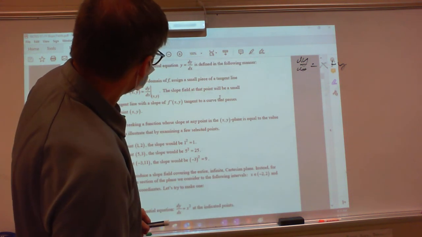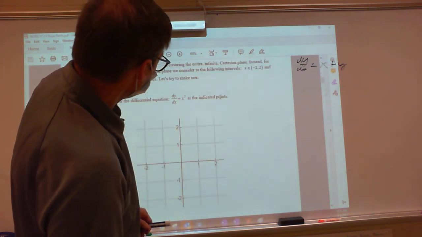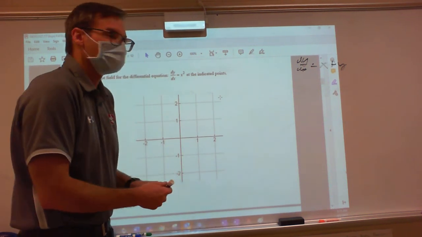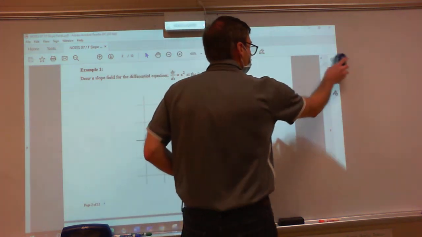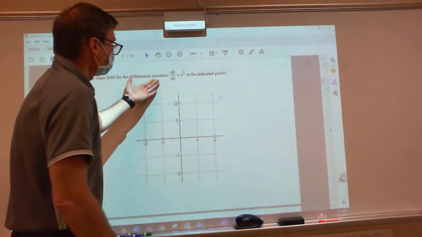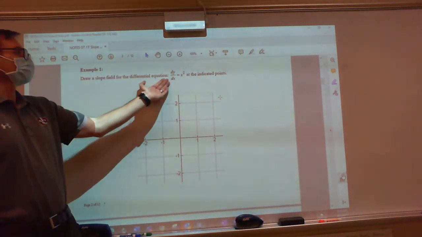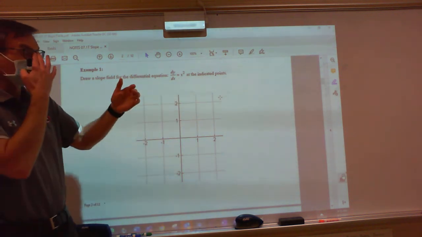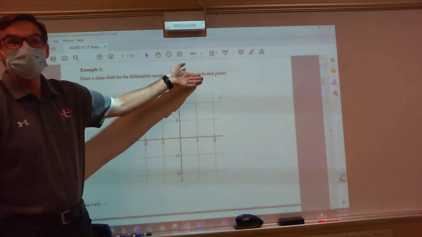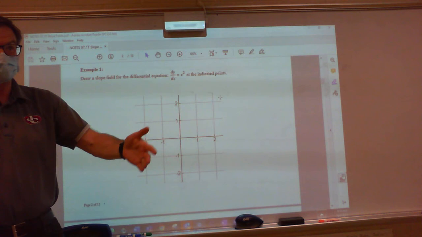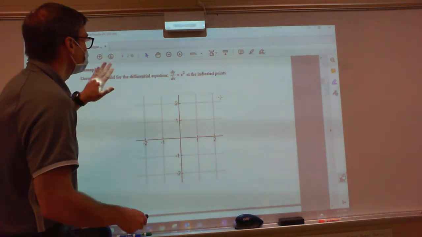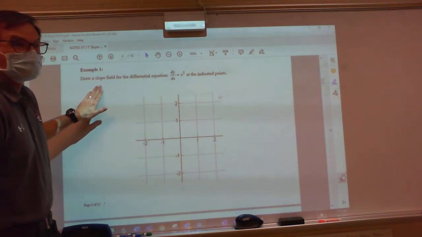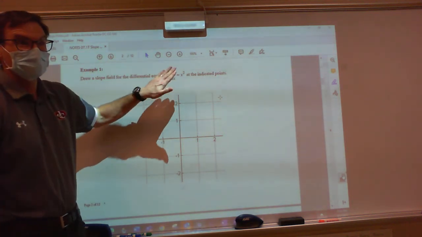All right. So what I want everyone to do, I'm scrolling down, is I'm going to start. So this is an example of a differential equation. Anytime it has derivative equals something, that's a differential equation. There's a derivative and an equation: differential equation. And what we are going to do is construct a slope field.